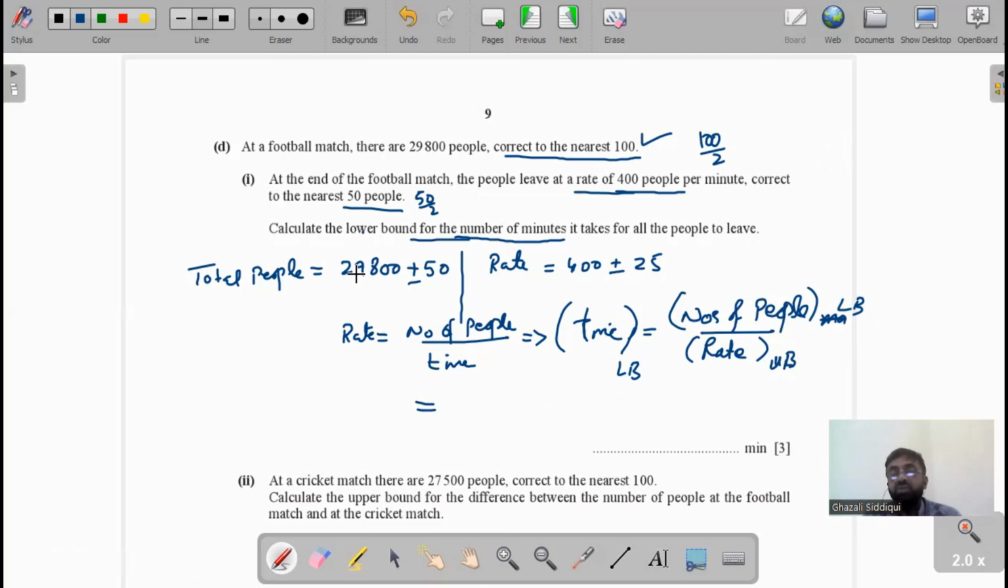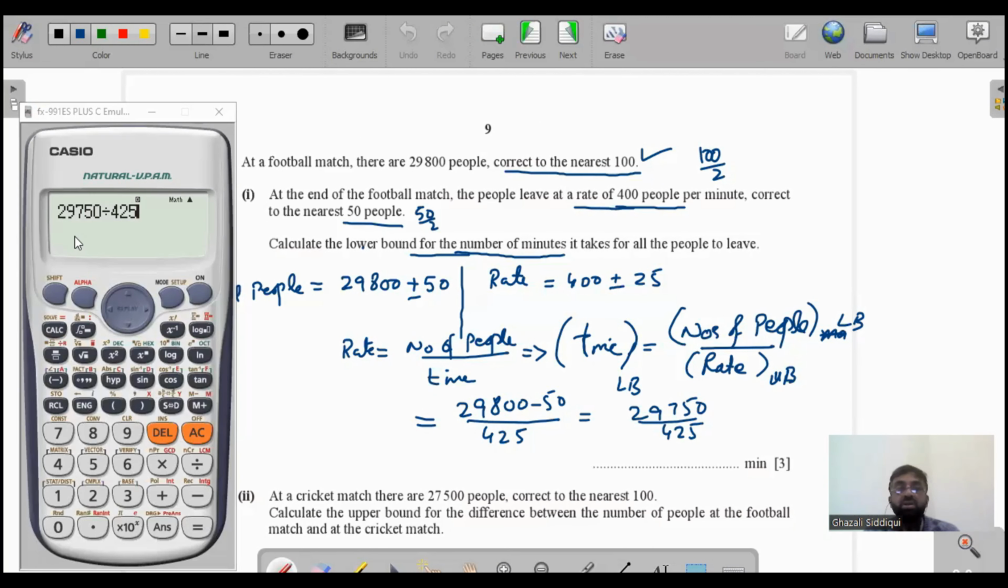Now we have the lower bound value for the number of people. Now we see that 29,800 minus 50, divided by the rate, which is 400 plus or minus 25. We have to take the upper bound value. Now we take 425. That is equal to 29,750 divided by 425. We calculate it. Now 29,750 divided by 425. This is 70. 70 minutes is the answer.